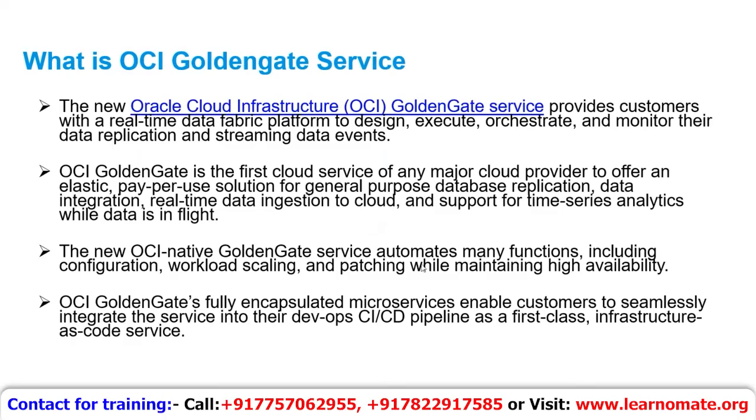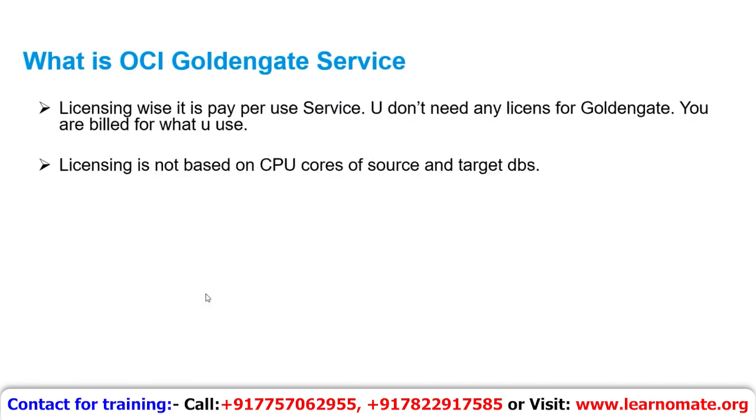So the new OCI native GoldenGate service automates many functions, including configuration, workload, scaling, and patching while maintaining high availability. OCI GoldenGate's fully encapsulated microservices enable customers to seamlessly integrate the service into their DevOps CI/CD pipeline as a first-class infrastructure as code service. So licensing wise, it is a pay-per-use service. You don't need any license for GoldenGate. You are billed for what you use.